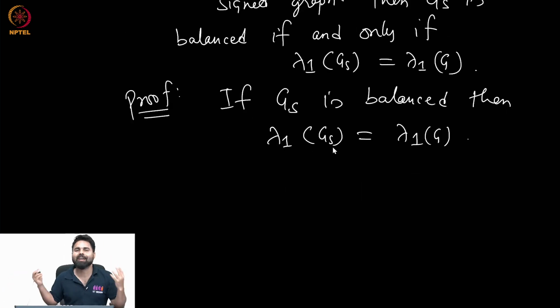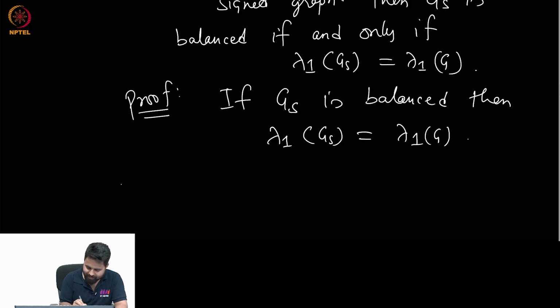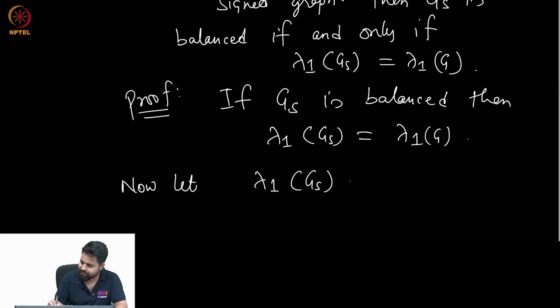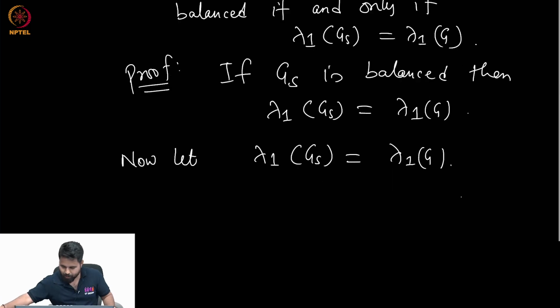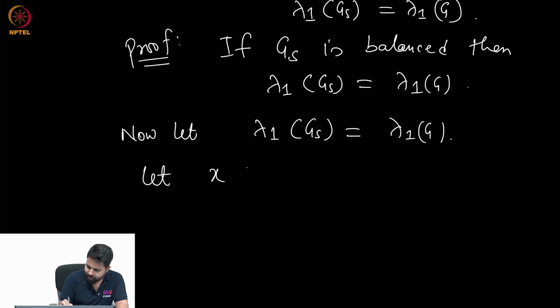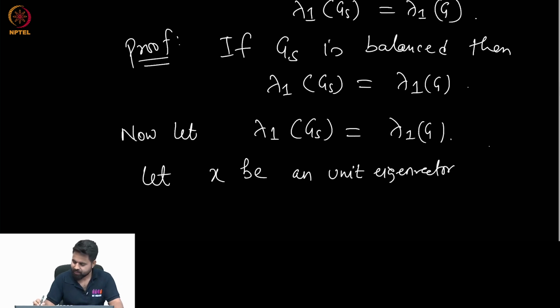So now let us do the converse part. Let lambda 1 of GS be equal to lambda 1 of G. Now in proving this, we will assume that there is some unit eigenvector of lambda 1 of GS, and then we will see what the relation is to lambda 1 of G. So let X be a unit eigenvector of lambda 1 of GS.